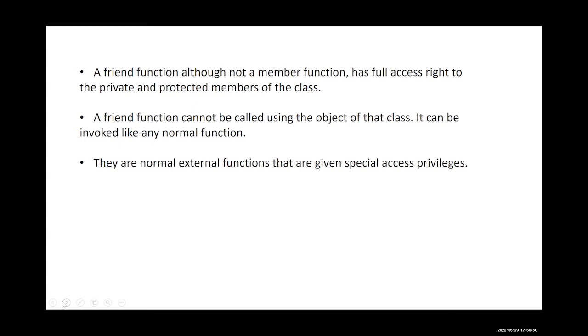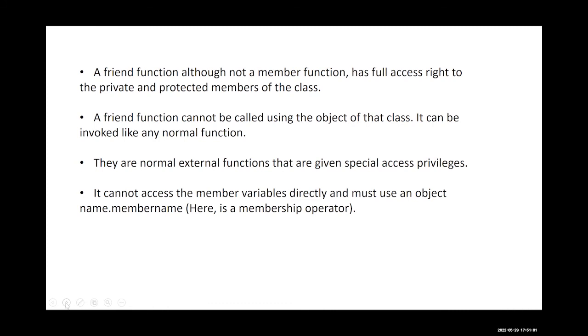Next, there are normal external functions that are given special access privileges. Like I said, it is a normal non-member function; we only made it a friend to our class so that it can access our private and protected data members. It cannot access the member variables directly and must use the object name dot member name. So this is the way it is going to access the member variable. What is the syntax for that? It has to use the object name dot member name. One cannot access the member variable directly. It has to have an object name, and then we can call that particular member name. So this is how we are going to access any member.